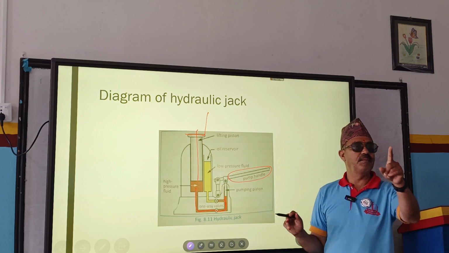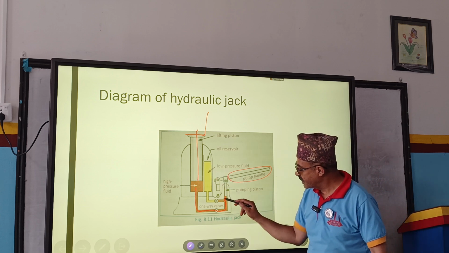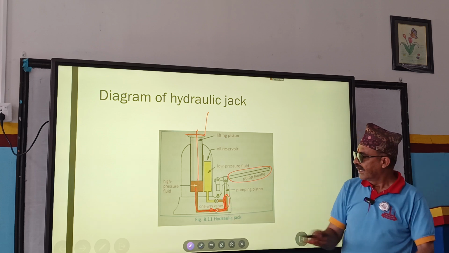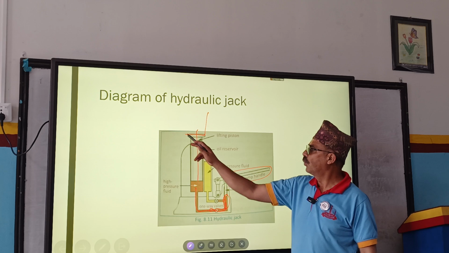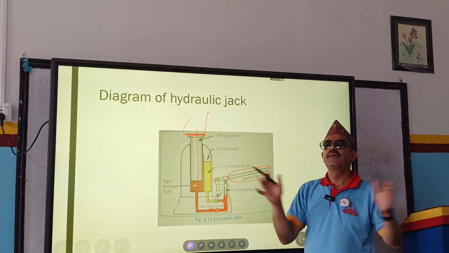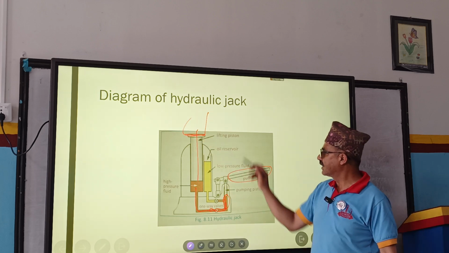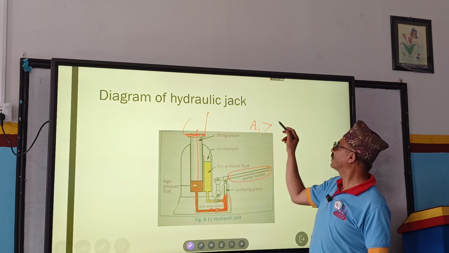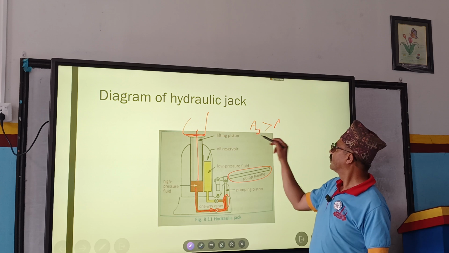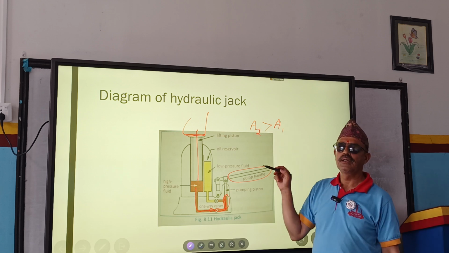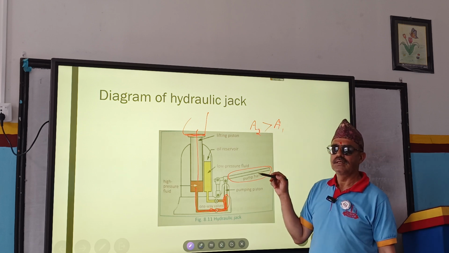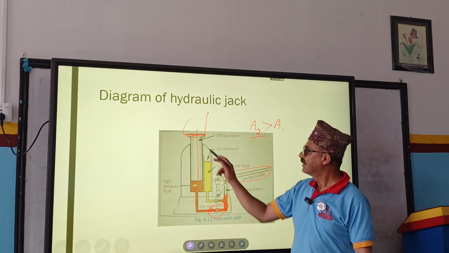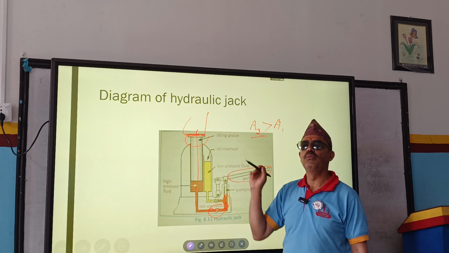So always remember, this is the piston where we apply force, it should be the smaller one, and the piston on which the load is connected should be the bigger one. It means the area of the small piston must be much less than that of the bigger piston, right? Area of the small piston very less, area of the big piston must be too much more.